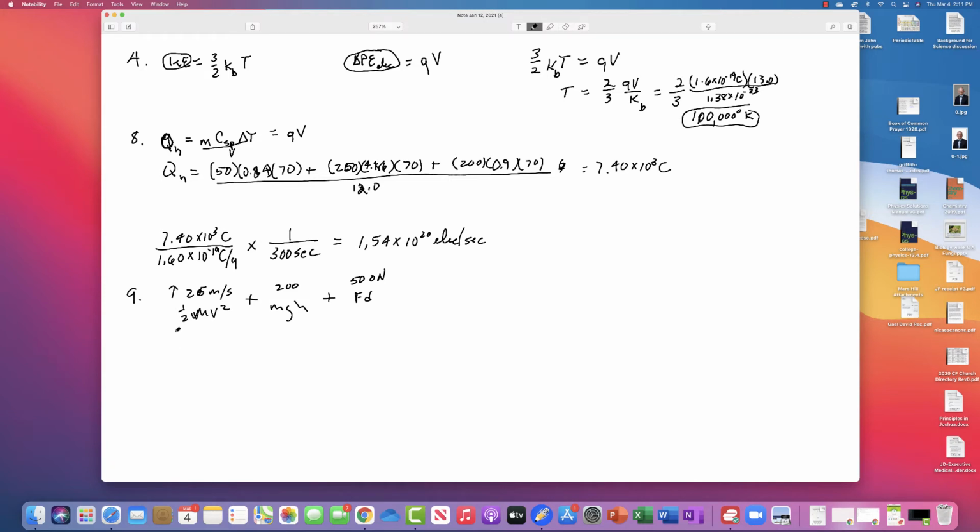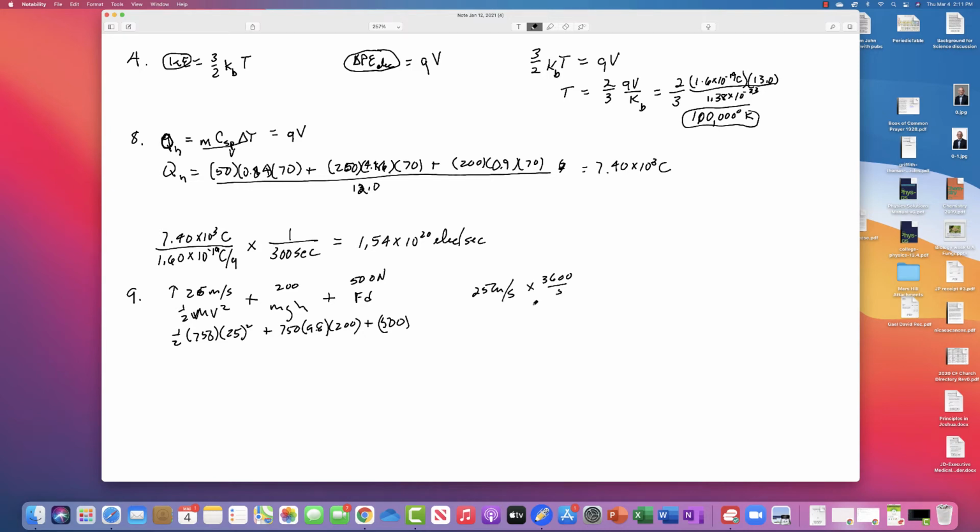Okay? So let's fill in all these various parts. So you have 1/2 times 750 times 25 squared, plus 750 times 9.8 times 200, plus 500 newtons times the distance. The distance, it was 25 meters per second, and you're going to go a total of 3,600 seconds.